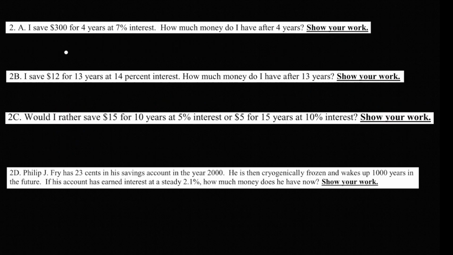Question two is a bunch of present and future value stuff. So we're going to just write the formula for the first one and then start substituting. The future value is equal to the current value, the present value, times 1 plus the rate to the number of years.